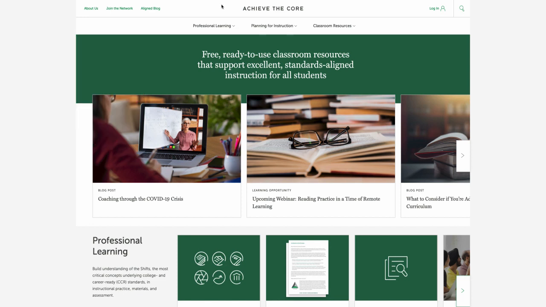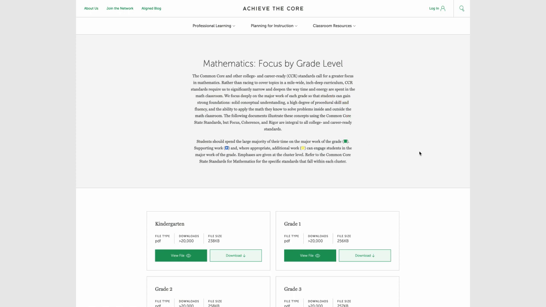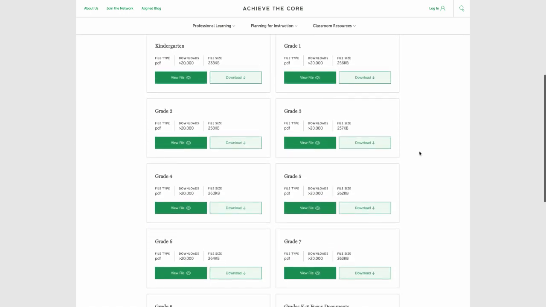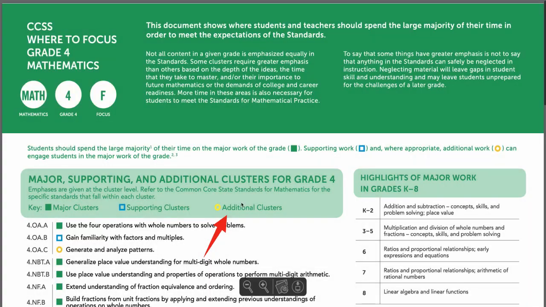The first thing I'm going to do is go to the top here to Planning for Instruction. I'm going to click there. I'm going to see Content. I'm going to scroll down to Mathematics, Focus by Grade Level. I'm going to pick the grade level that I'm at. I'll pick grade 4. I'll click Download. Now this document is going to tell me where to focus for 4th grade.